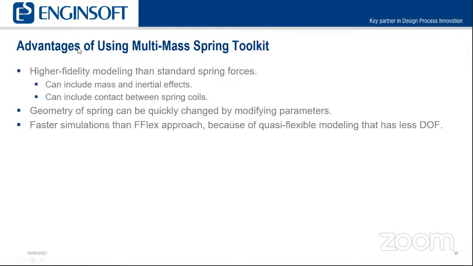So some advantages of using the multi-mass spring toolkit is that you do have that higher fidelity modeling where you're including the mass and inertial effects, as well as the contact between the spring coils. And also another advantage is that you can quickly change the spring geometry by changing the parameters that we saw earlier. And because this approach has less degrees of freedom included in the model than the FFlex approach, it's going to result in pretty fast simulations.